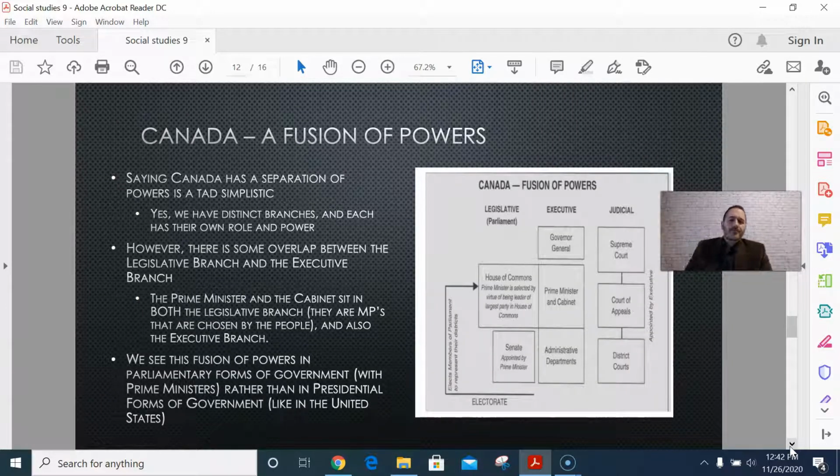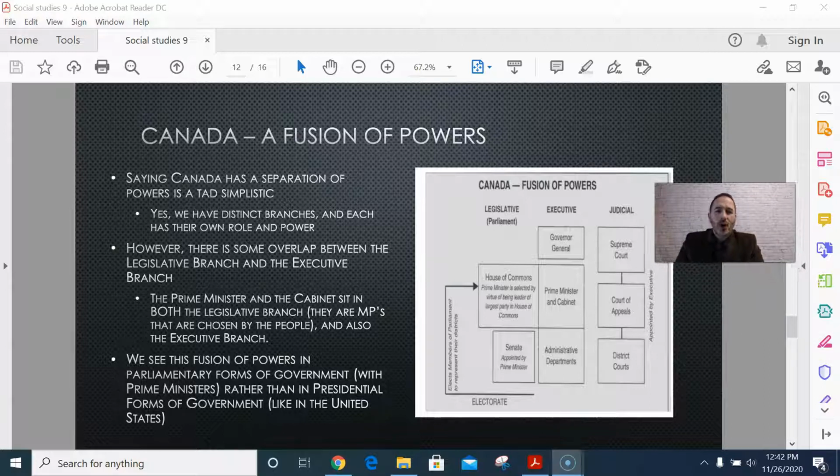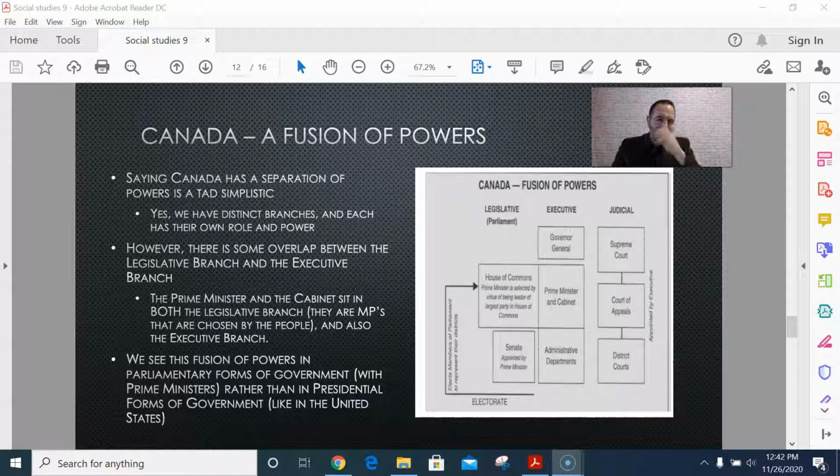Now, guys, I mentioned earlier that Canada follows this model known as separation of powers, as first proposed by Montesquieu in the 1700s. So it's a tad simplistic to say, guys, that we have a total separation of powers, when in fact what we have here in Canada, guys, is a fusion of powers. Now, this fusion of powers is unique to parliamentary systems of government. Okay, and I'll show you the American model here in a second.